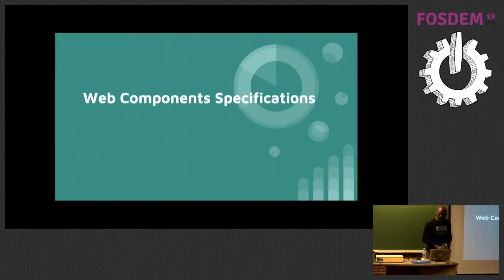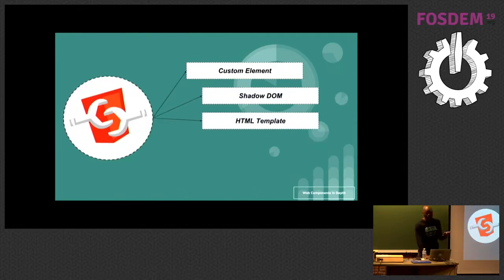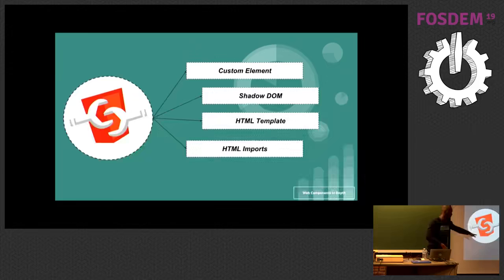So let me dive a little bit into the specification quickly. The specification has 4 things: custom element, shadow DOM, HTML template, and HTML import. We good? You don't know any of this? I have a resources page just for you, because we have 25 minutes. But the most important parts here are probably the custom element and shadow DOM. Those are the 2 things I want you to pay attention to.